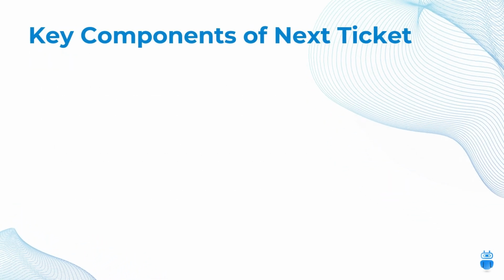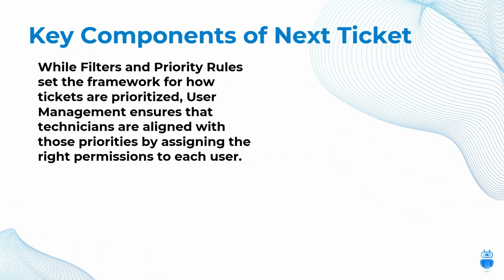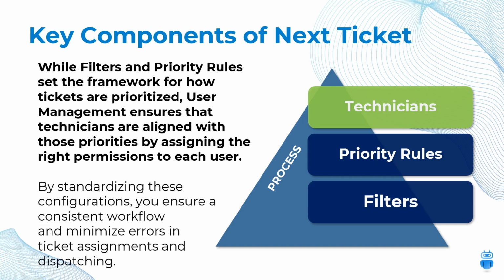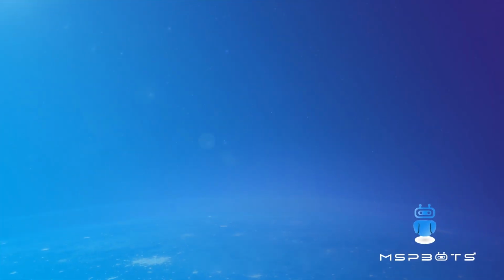While filters and priority rules set the framework for how tickets are prioritized, user management ensures that technicians are aligned with those priorities by assigning the right permissions to each user. By standardizing these configurations, you ensure a consistent workflow and minimize errors in ticket assignment and dispatching. Let us go over the steps on how to set up the default filters and templates and set up teams in NextTicket.